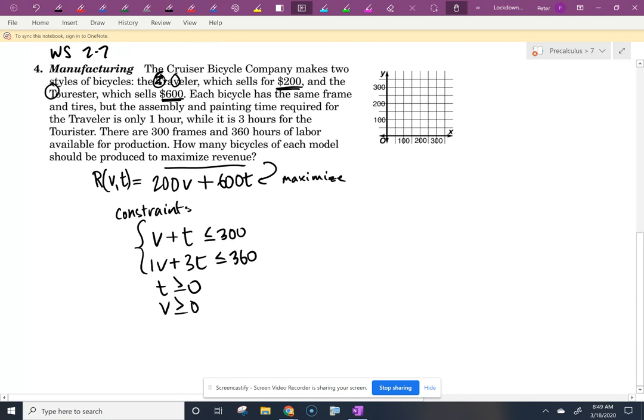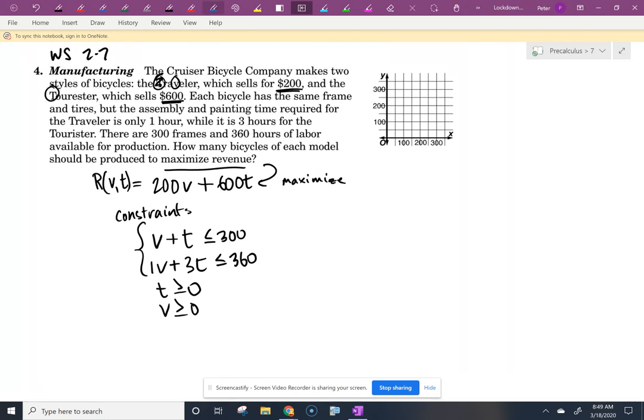I could use their graph paper. Let's see how it works. So if I try to graph this, we'll put V on this side and T on this side. V is 300. They could make 300 and none of the other. That's possible. I'm just really finding the X and Y intercepts. So when T is 0, V is 300. When V is 0, T is 300. And there's a line going through those 2 points, right? And it's everything below, so we would shade everything down below.